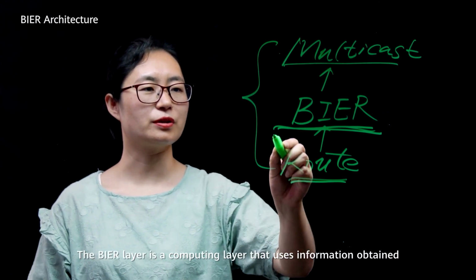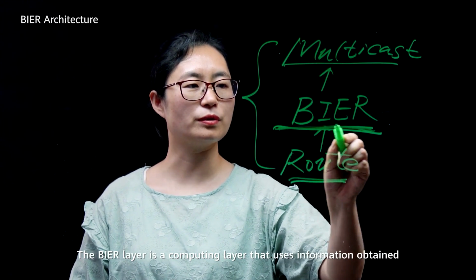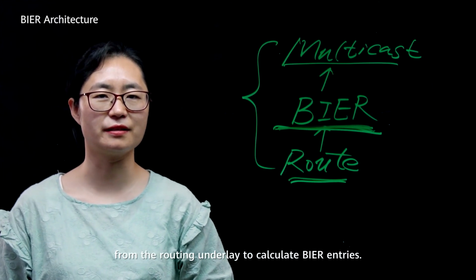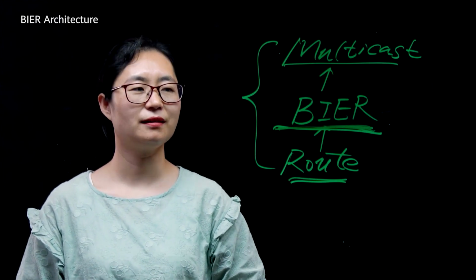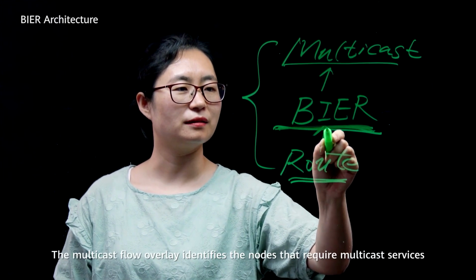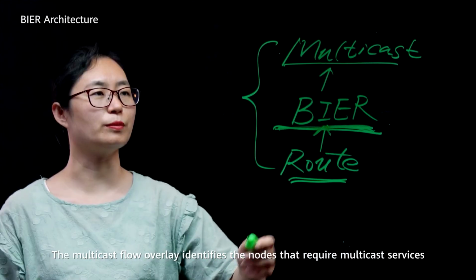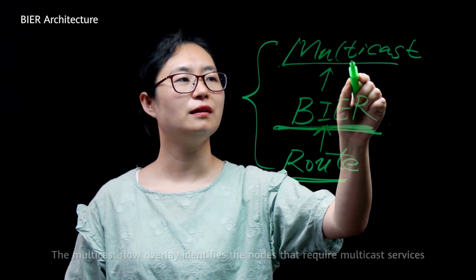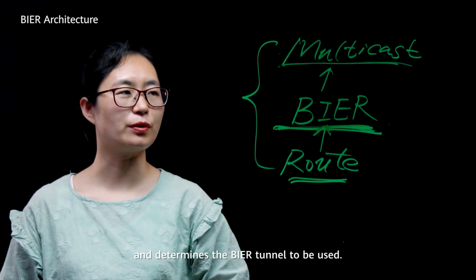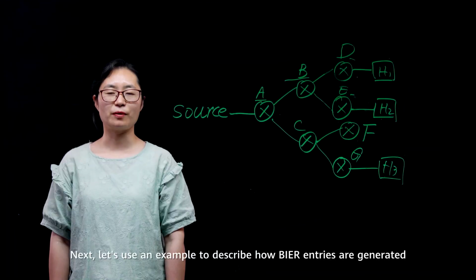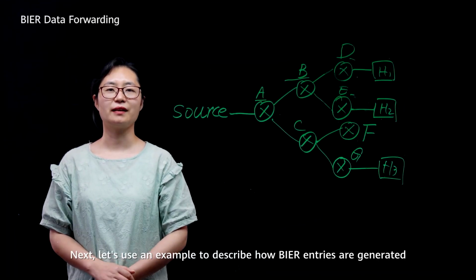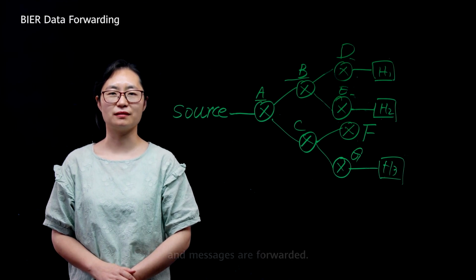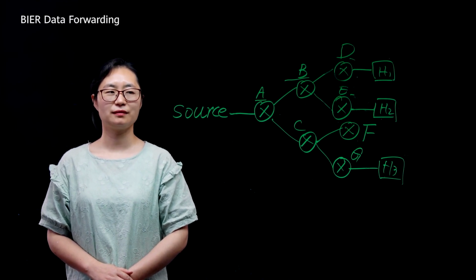The BIER layer is a computing layer that uses information obtained from the routing underlay to calculate BIER entries. The multicast flow overlay identifies the nodes that require multicast services and determines the BIER tunnel to be used. Next, let's use an example to describe how BIER entries are generated and messages are forwarded.